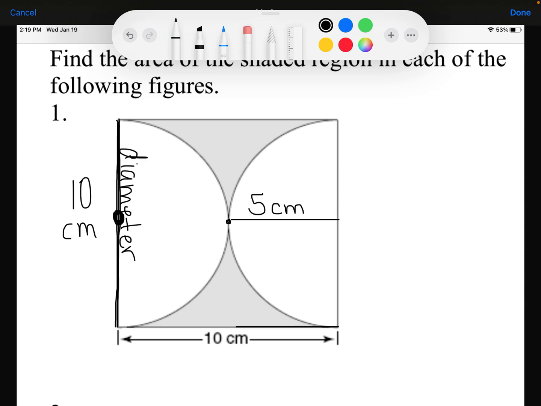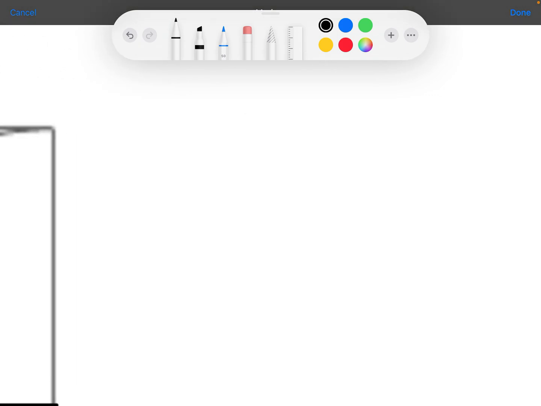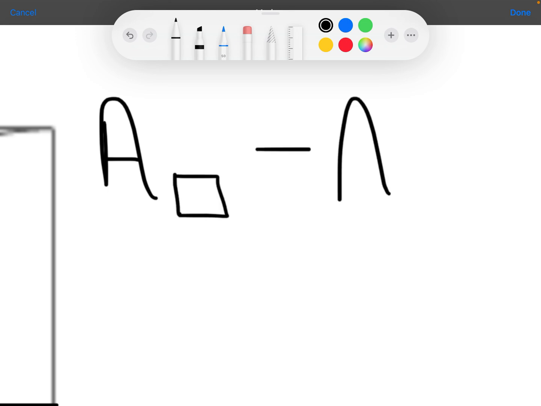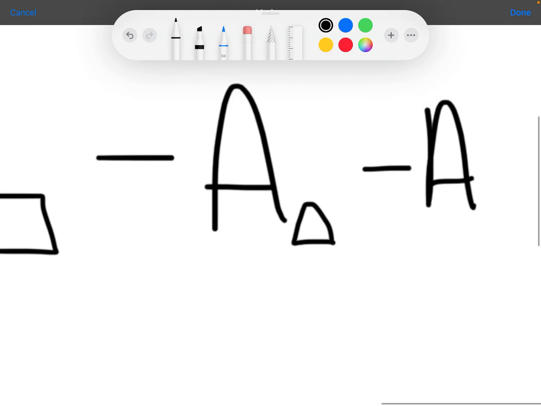Now that we know what all of our units are and what shapes we're looking at, we're going to find the area between the square and the half circles. So we want the area of these triangle-like shapes. So to do that, we're going to take the area of the square minus the area of one half circle minus the area of the other half circle.